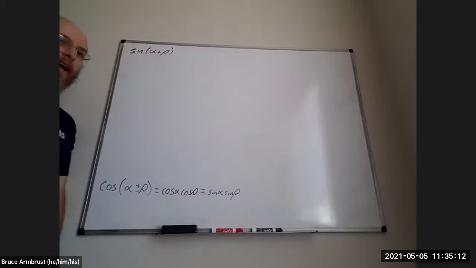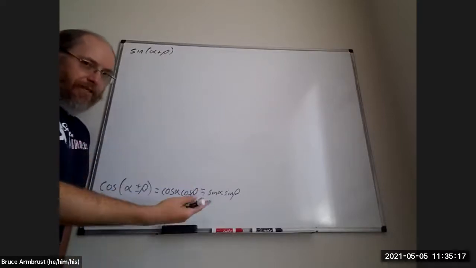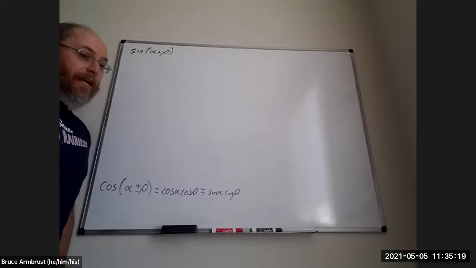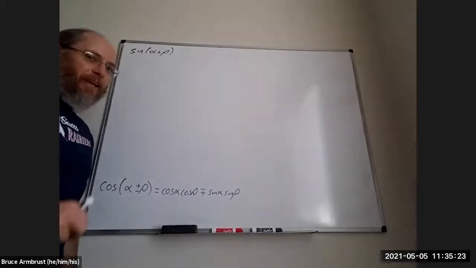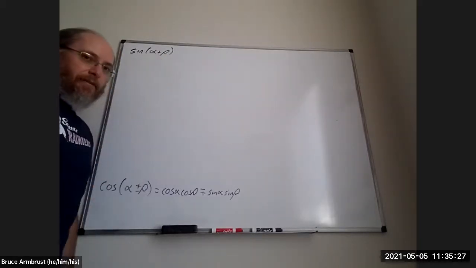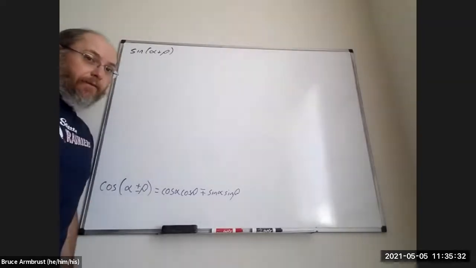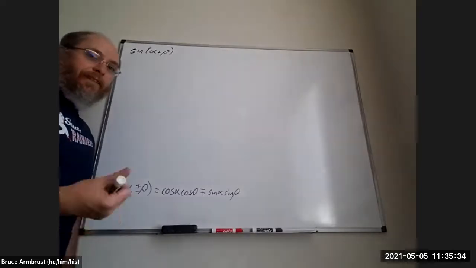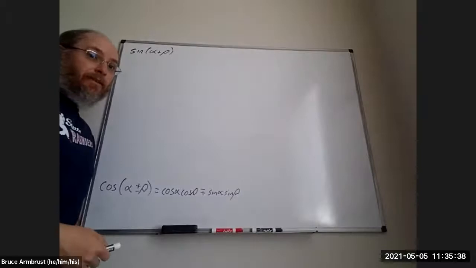So we're going to go ahead and try and build an identity that looks sort of like this, but for sine. Okay, so what we're going to do is relate this back to cosine. There are a couple ways we can do that. We've already seen that sine and cosine are linked in lots of identities, right?